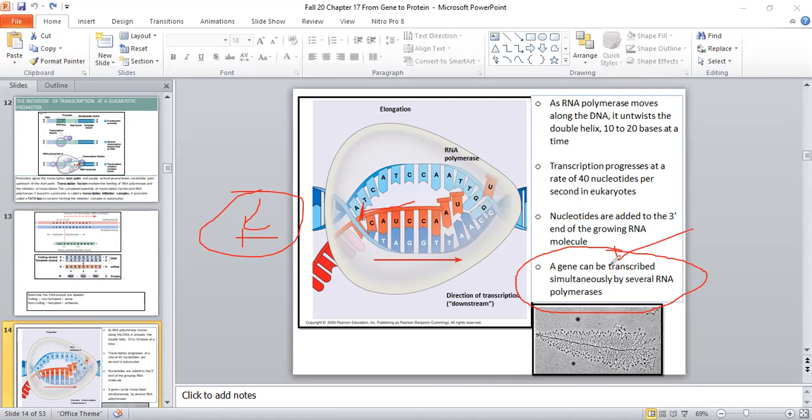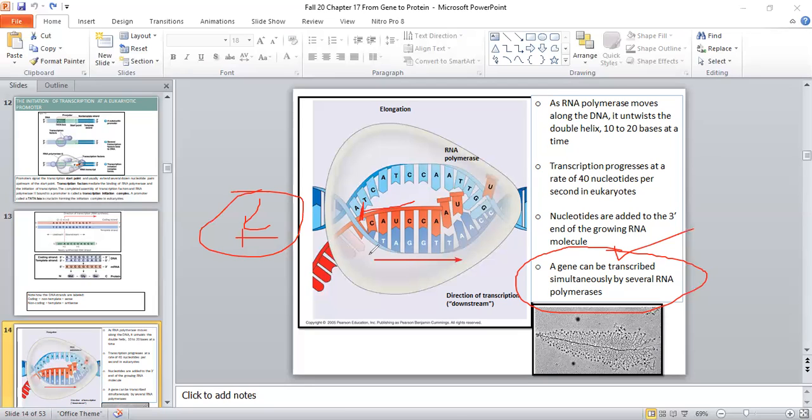What is the advantage of this? The messenger RNA will be made at a very, very high speed. So maybe the same type of messenger RNA you will make within 1 second.